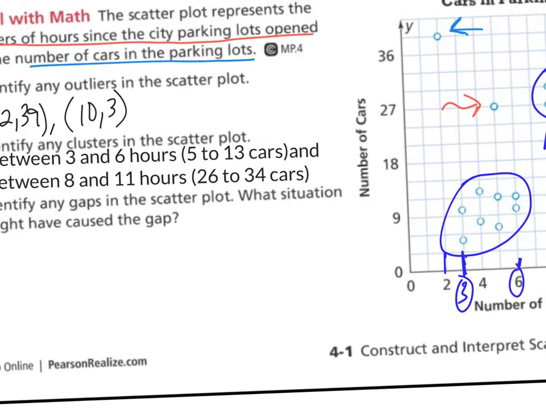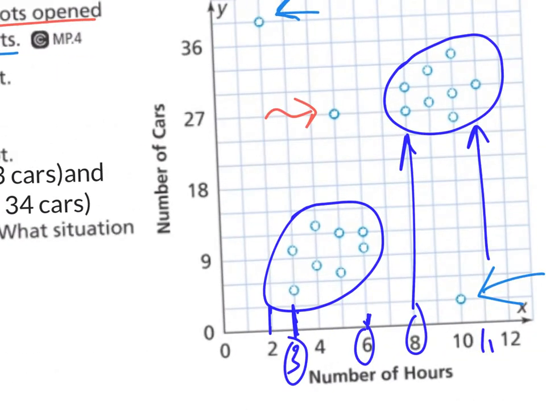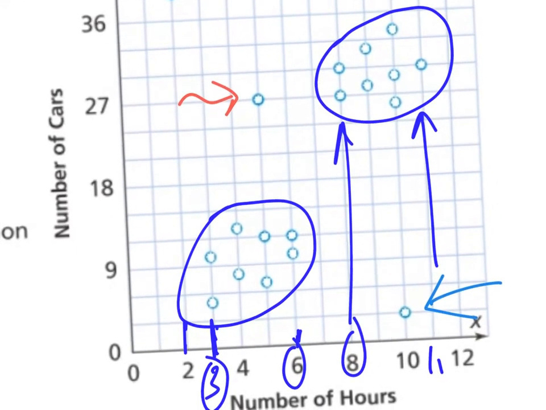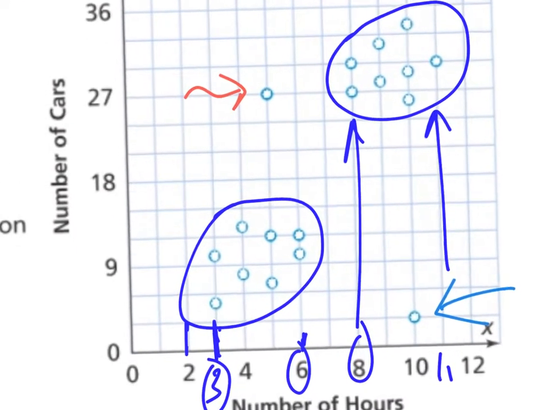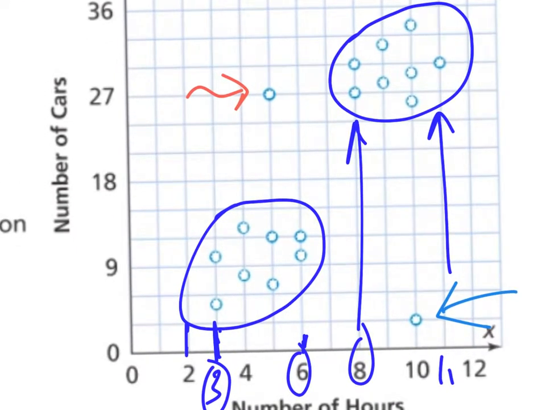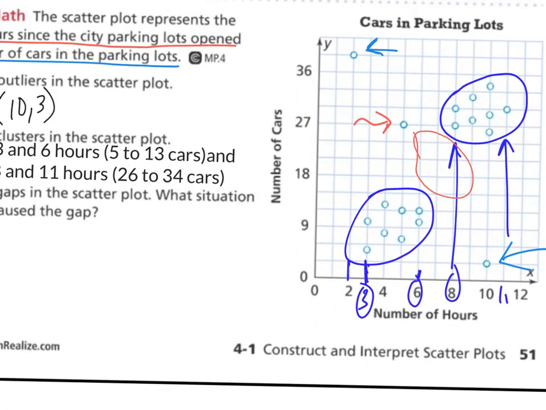So a gap, again, is where we're going to have a space in between some points. And so in between our clusters here, in the middle, we've got a gap. And so that's, we could say, between 6 and 8 hours is where our gap is.